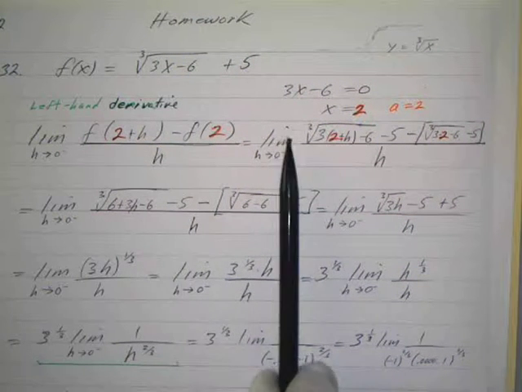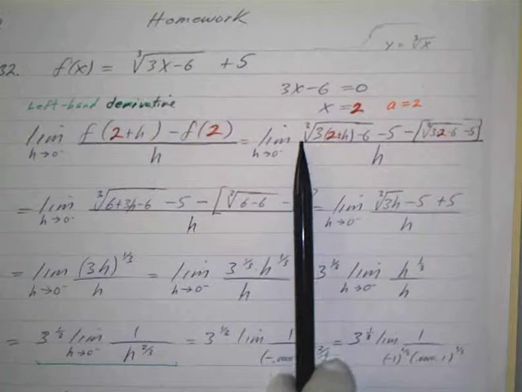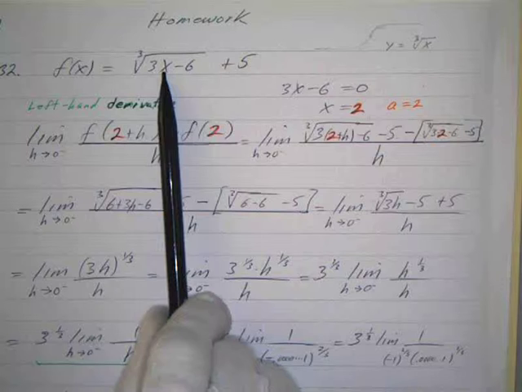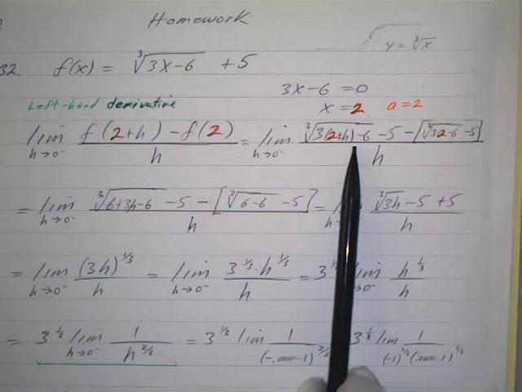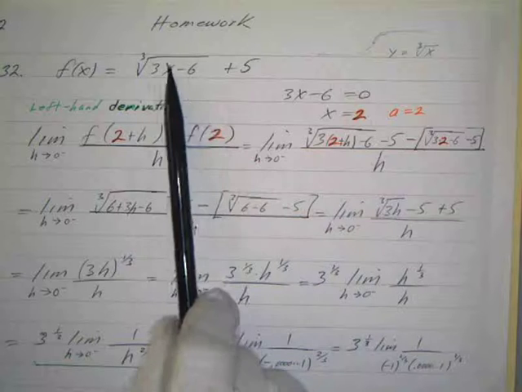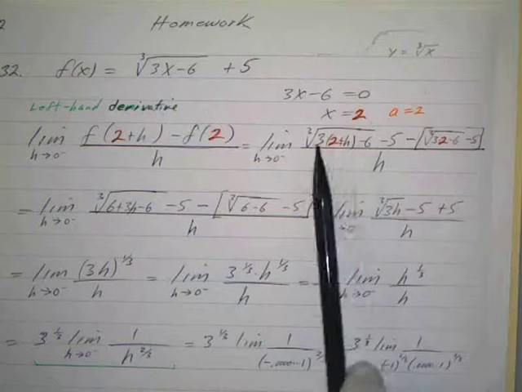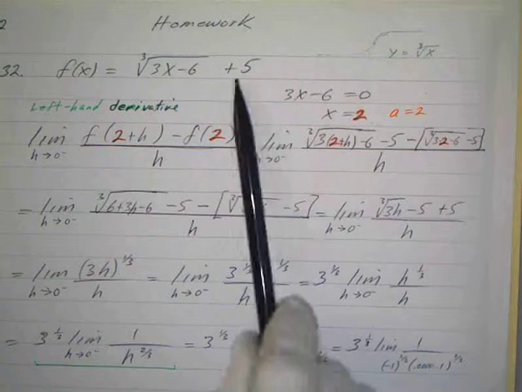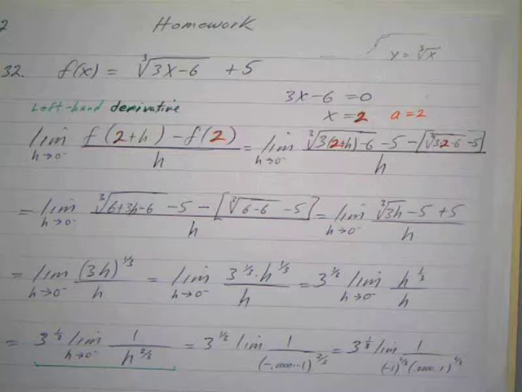This was kind of complicated, so this is going to be 2 plus h. I've got to put 2 plus h in every time I see an x. Right? So 3 times 2 plus h minus 6 plus 5. That should be minus 5. That should be plus 5.